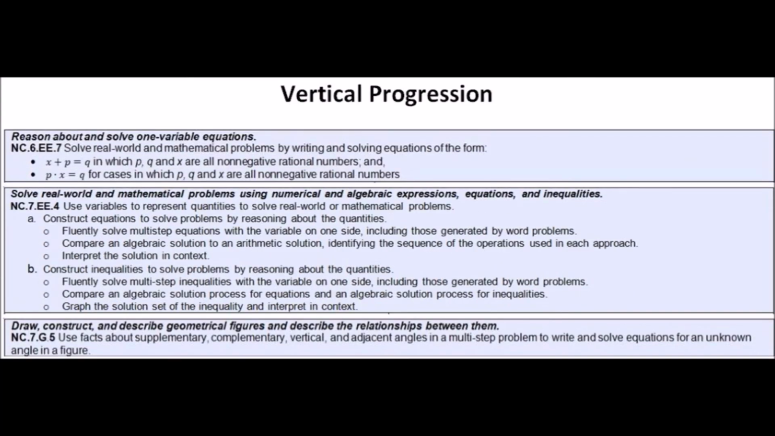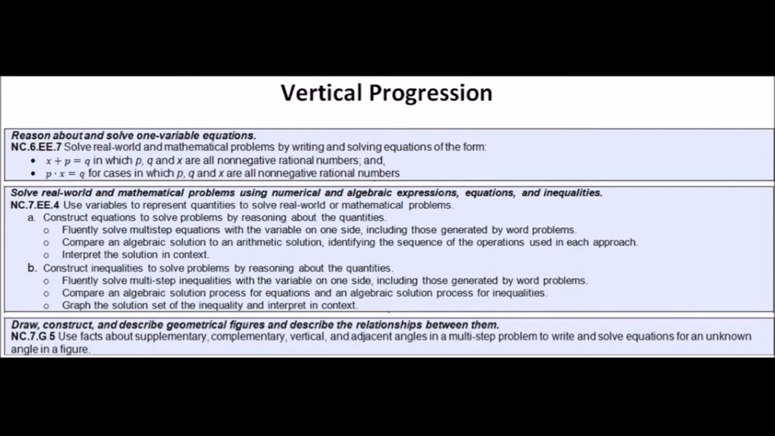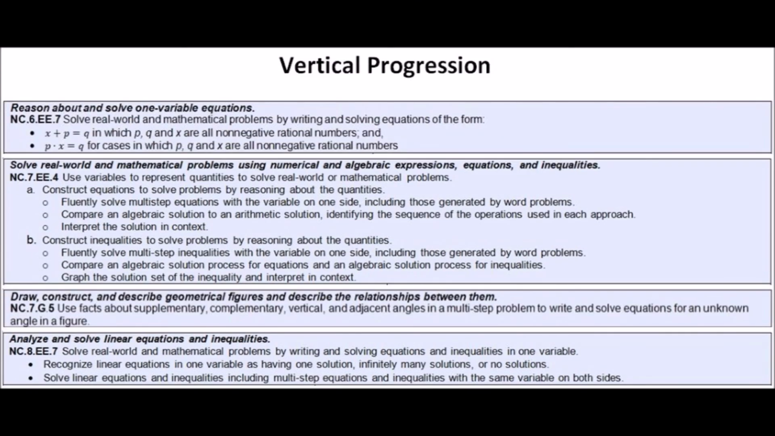Later in 7th grade, students will take what they learned in 7EE4 and apply it in 7G5, where they take facts about supplementary and complementary angles to write and solve equations for the unknown angle in the figure. And finally, in 8th grade, they will solve real-world and mathematical problems by writing and solving equations and inequalities with the same variable on both sides.